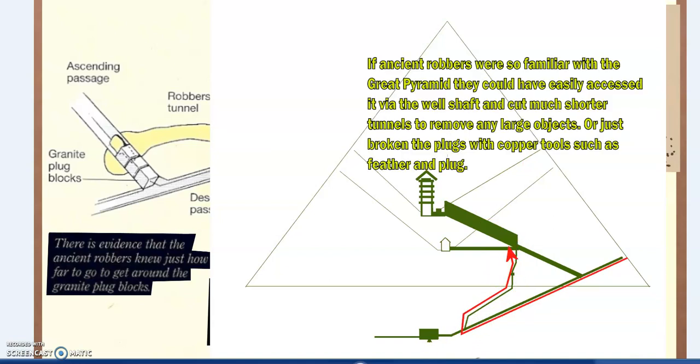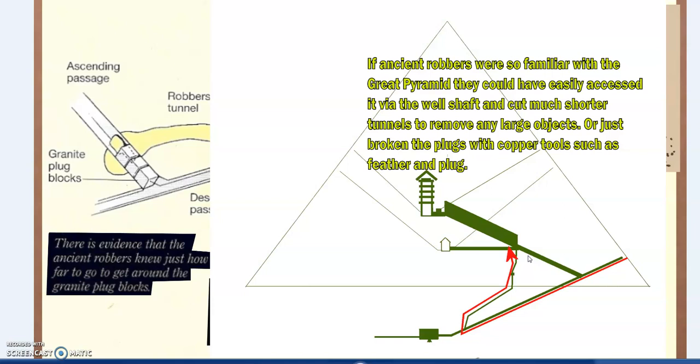So what's actually happening? If ancient robbers were so familiar with the Great Pyramid, they could have accessed it through the door, gone up the well shaft, and got into the Queen's Chamber, the upper chamber and the Grand Gallery. And then on their way out, they could have just broken the granite plugs with techniques such as feather and plug, or feather and shim. Even with the softest copper, you can split a stone in minutes using these techniques. This is an ancient masonry technique still in use now.